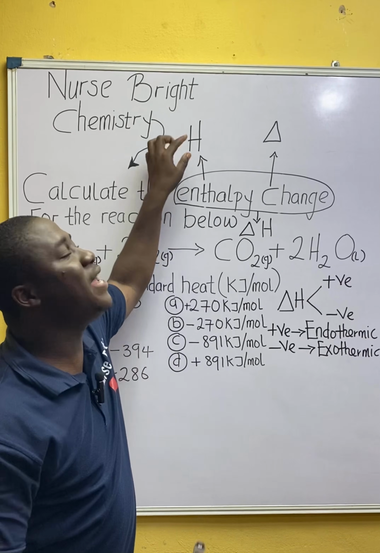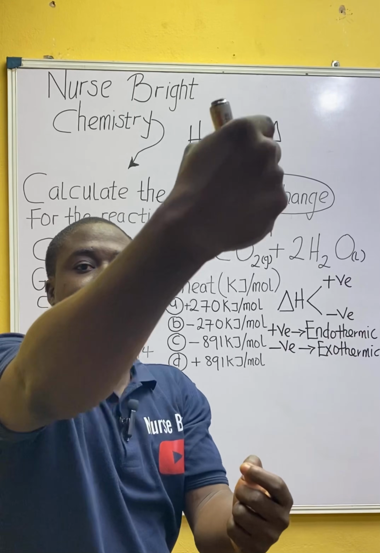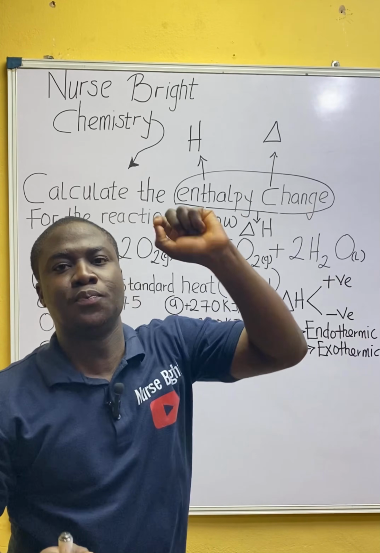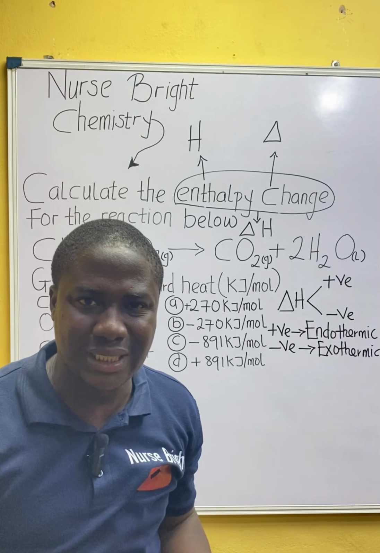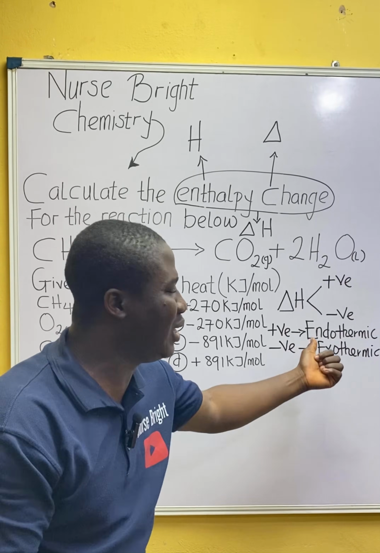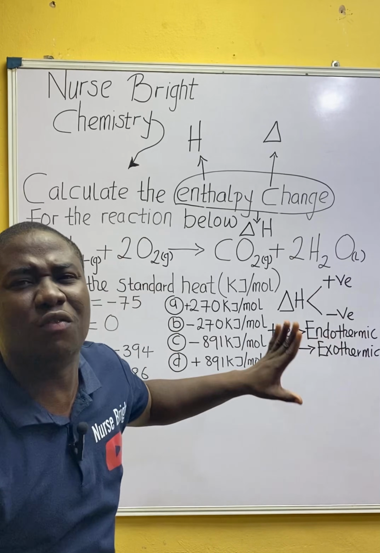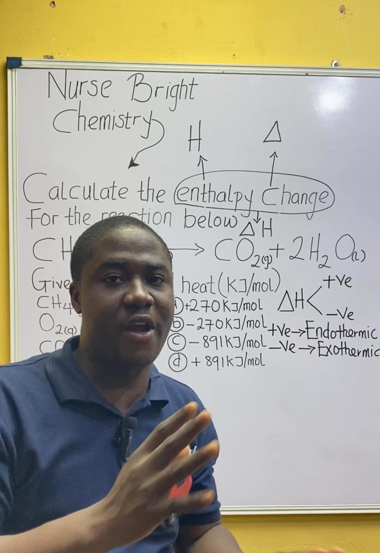Remember, enthalpy is the heat content of a reaction. But for an endothermic reaction, the heat is what? Absorbed. Whereas for an exothermic reaction, the heat is given off to the surrounding. I believe you now know the difference between an endothermic reaction and an exothermic reaction, because we need all of this knowledge to tackle this question, because this question is extremely, very easy.